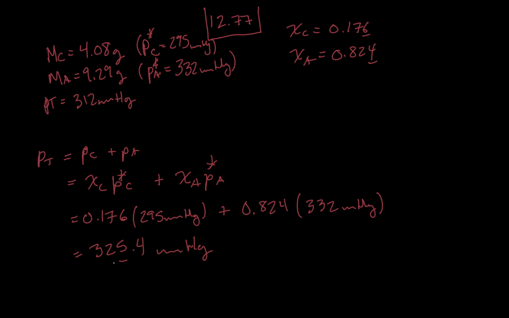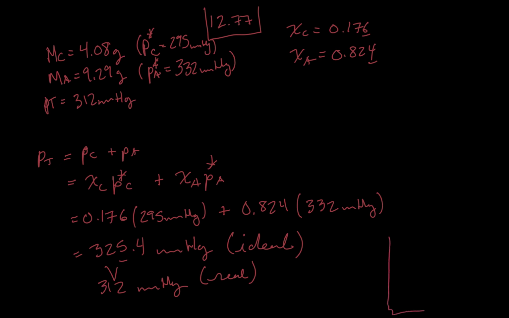Which is interesting. We're calculating a number, and this is our ideal number here. This is assuming a linear behavior between the amount of a component that we have in it and the vapor pressure it itself produces. So that's very idealized. And our real value, again, is 312 millimeters of mercury. So this is a much lower value than the ideal, and that tells us that we have very strong interactions between chloroform and acetone in the solution.